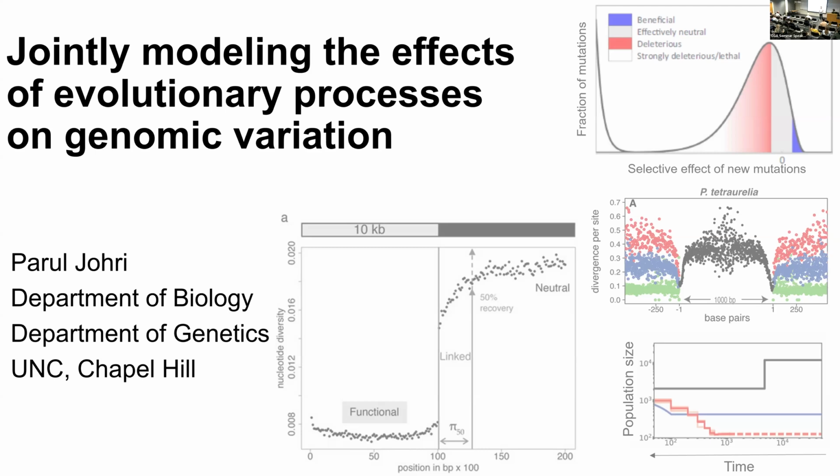And then in 2023, Parul joined the faculty at the University of North Carolina, Chapel Hill, where she is now, and her group has been off to a fantastic start, publishing several high-profile papers already. And Parul just got a very large, nice NIH R35 award. So congratulations for that. And then since she's a friend and colleague just from down the road, I thought it'd be great to have her here to give a GGA seminar. So today, Parul will talk about jointly modeling the effects of evolutionary processes on genetic variation.